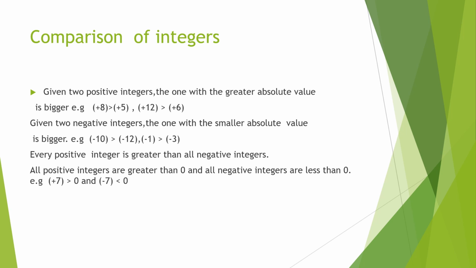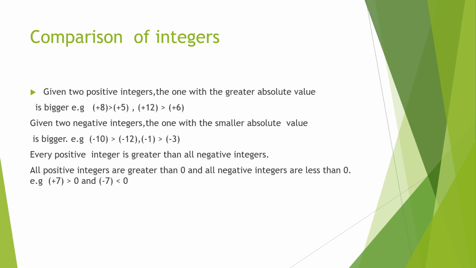Similarly, if we take minus 1 and minus 3, then minus 1 is having the smaller absolute value, therefore minus 1 is greater than minus 3. Every positive integer is greater than all negative integers. So all the negative integers are smaller than every positive integer. All positive integers are greater than 0. And all negative integers are less than 0.